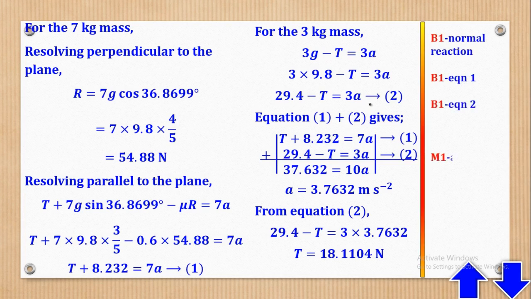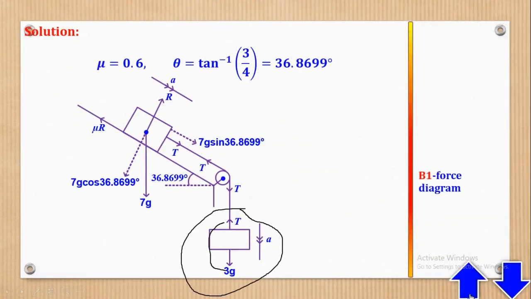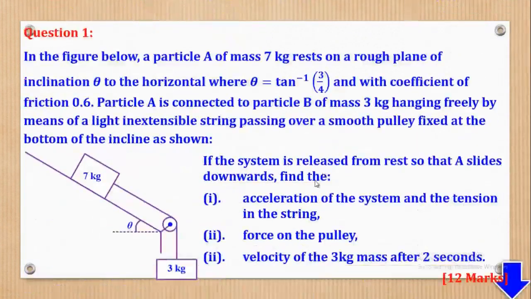Now let's see how marks can be awarded. B1 for normal reaction, B1 for equation 1, B1 for equation 2, M1 for addition, A1 for acceleration, M1 for substitution, A1 for tension. So that was Roman 1. Roman 2, they wanted the force on the pulley. And Roman 3, they wanted the velocity of the 3 kilogram mass after 2 seconds.